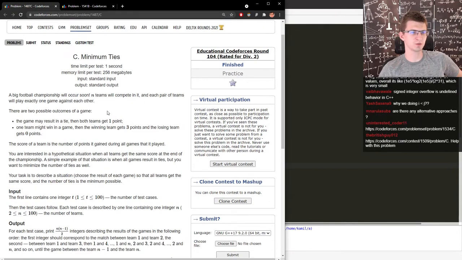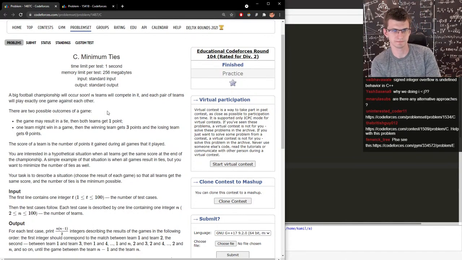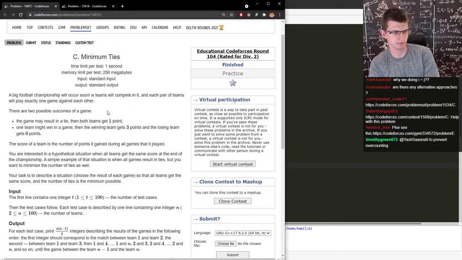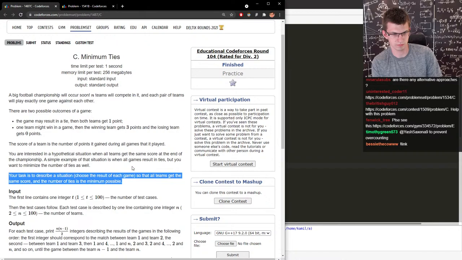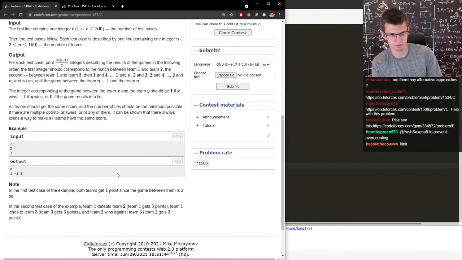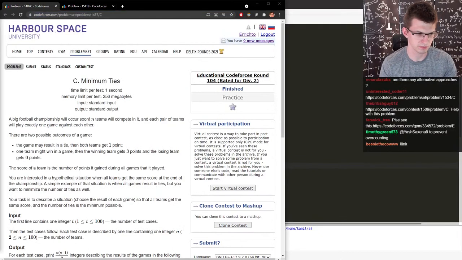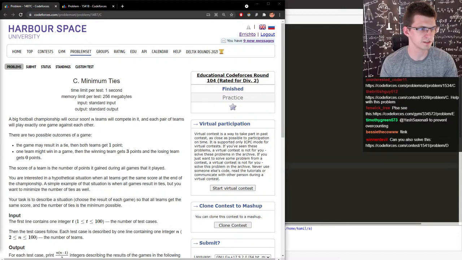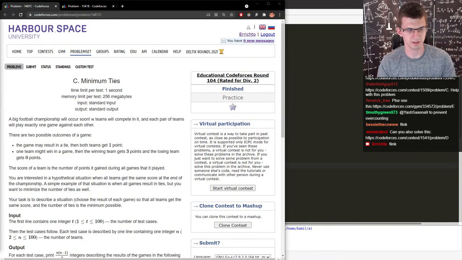I will first read it just to verify if it makes any sense to solve it. There is a tie or one team wins a game. All teams get the same score at the end of the championship. And we want to do it without ties if possible. All right, let's think about it. Not necessarily with implementation, but then again, when implementation is very short, it's stupid to skip it. So here you go. This is the new link we are solving.